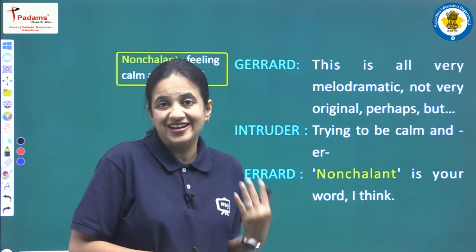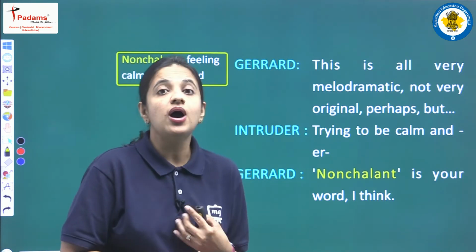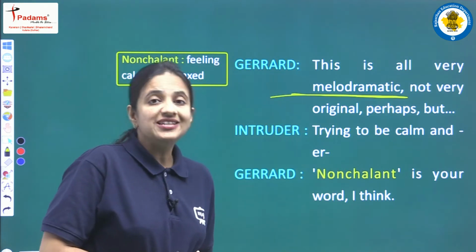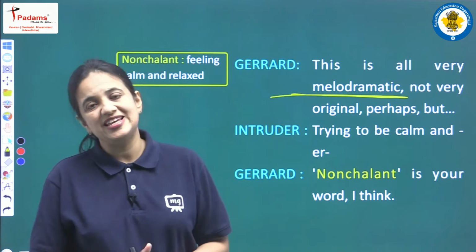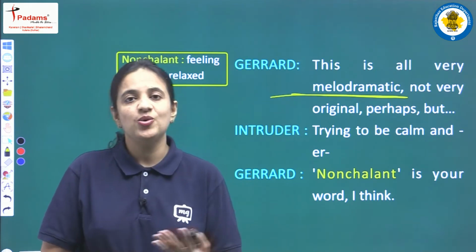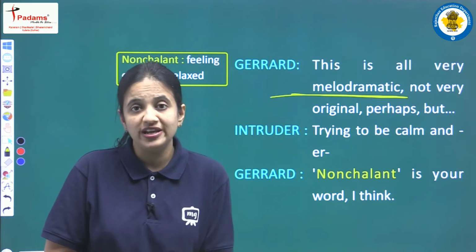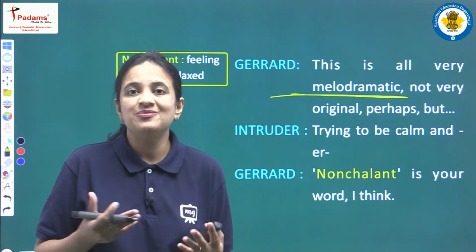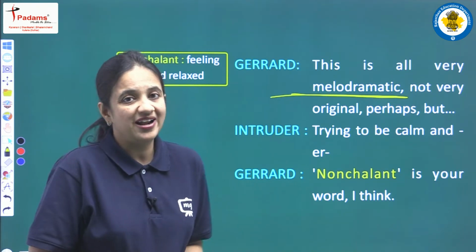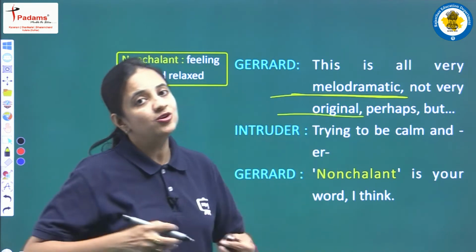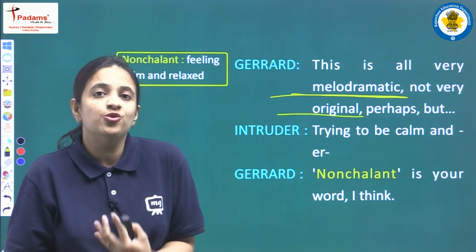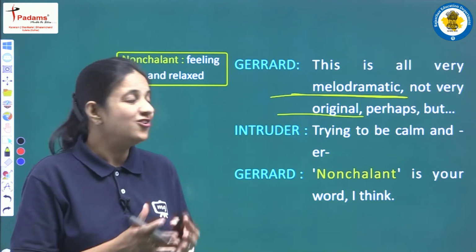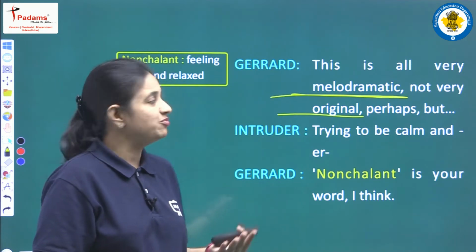So now what Gerald's reaction is, he is saying that whatever you are doing, it is very much melodramatic and it is not very much original, perhaps, but. He is trying to say that you are entering into my house, you are having one revolver in your hands and now you are ordering me to put my hands up. So all this scene is very much melodramatic, it is full of drama, right? And this scene is not at all original, because we have seen this kind of scene in so many movies or TV serials. So Gerald is saying that this scene is full of drama, it is not at all original. And next he is saying perhaps, but.